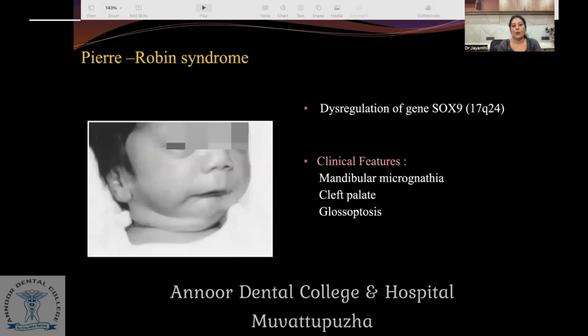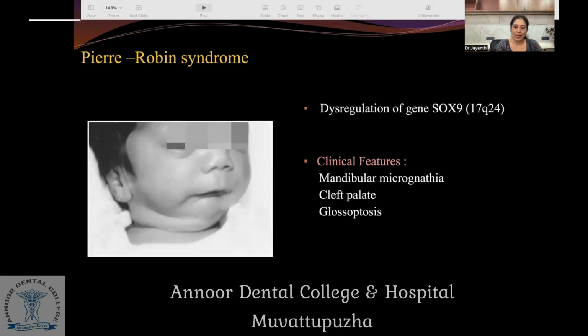So the developmental bone diseases are mainly syndromic. So you all know what a syndrome is: just multiple symptoms together occurring in the same patient, in which bone involvement is also one feature. So the first one in that will be your Pierre Robin syndrome. So the main three features of Pierre Robin syndrome, you can see the picture of the child here: mandibular micrognathia. So what is the meaning of that? The mandible is very small. That is the primary problem.